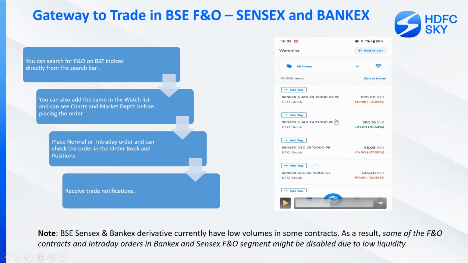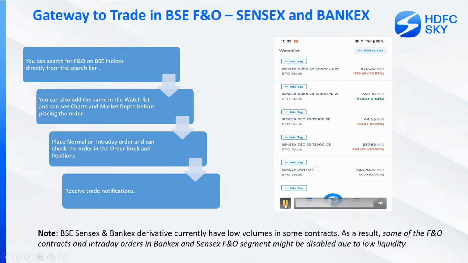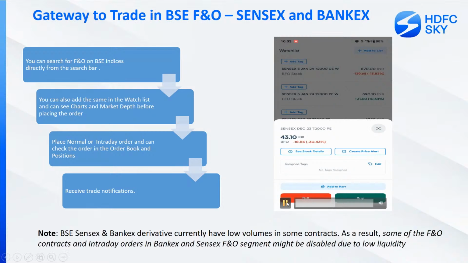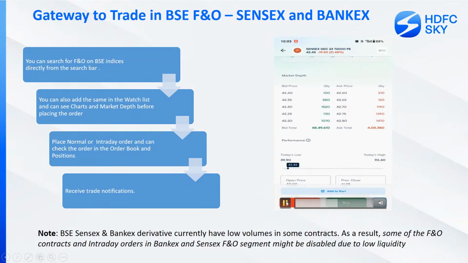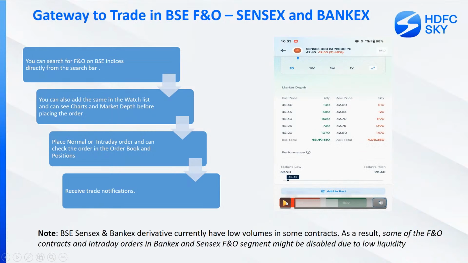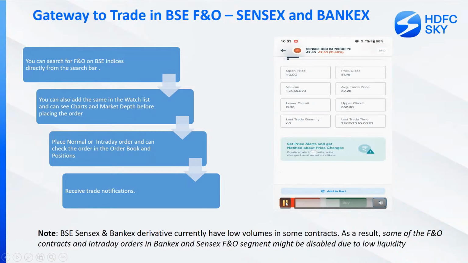So this is the watch list. If you see, there are multiple futures and options contracts of Sensex which I have added. Now if you want to trade any particular contract, you have to click on that particular contract. Suppose I want to trade in the 72,000 put option of Sensex, which is expiring today. Once I click on this, I'll be redirected to the stock detail page wherein I can check the market depth, today's low and today's high.